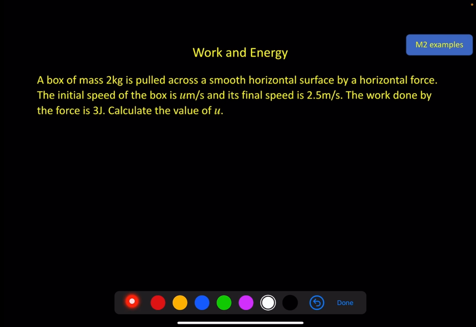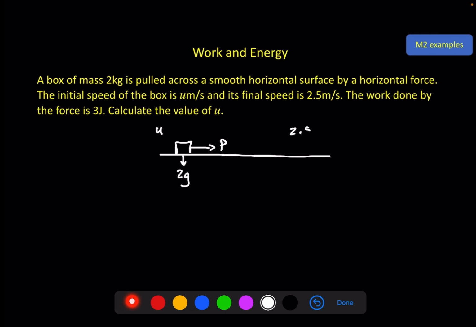A box of mass 2 kilograms is pulled across a smooth horizontal surface by a horizontal force. The initial speed of the box is u meters per second, and its final speed is 2.5 meters per second. The work done by the force is 3 joules. Calculate the value of u.